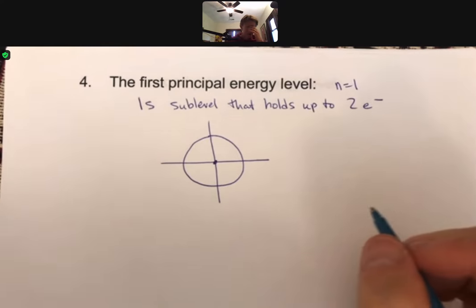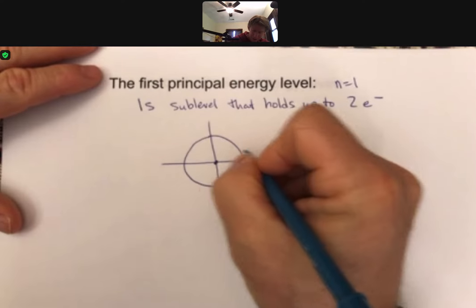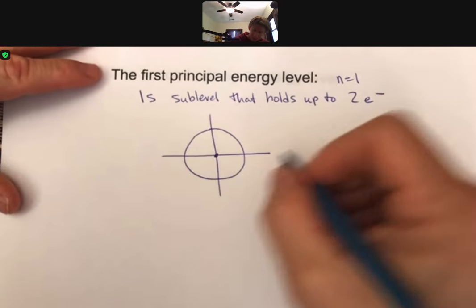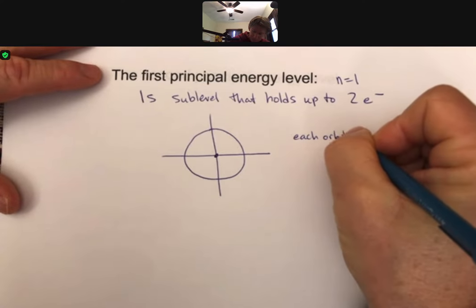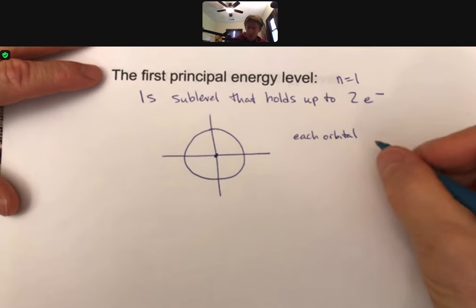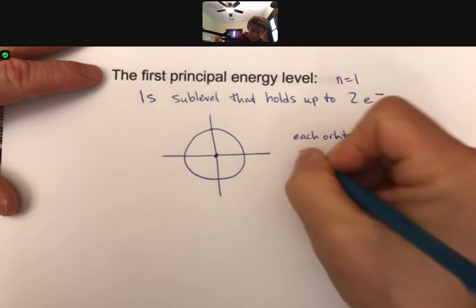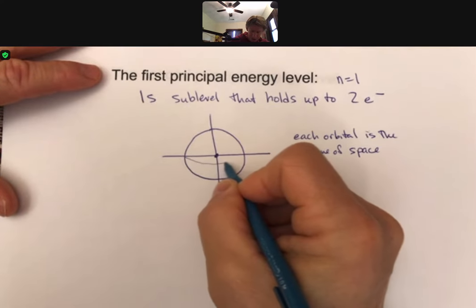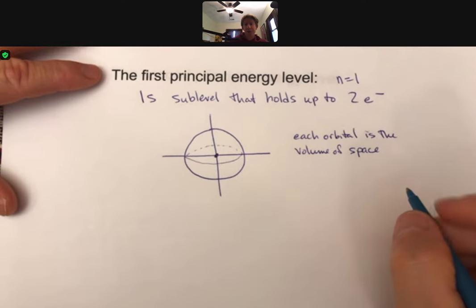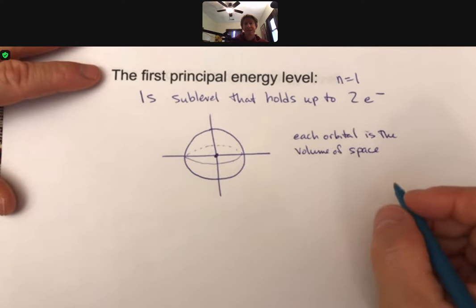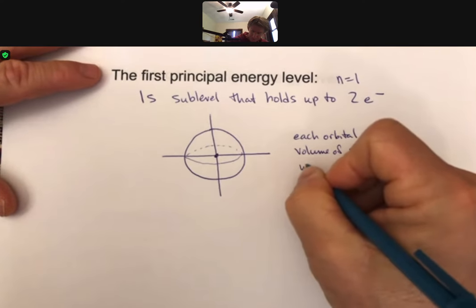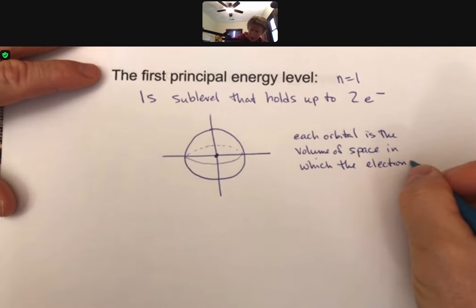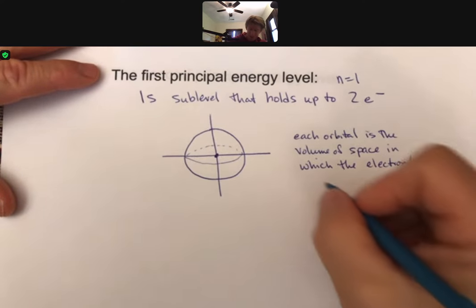And inside there, and I drew it a little bigger than you'll see me draw it sometimes since it's the only one, it can hold up to 2 electrons. And let's take a minute to talk about what an orbital is. Each orbital that I draw holds up to 2 electrons, we know that. Each orbital is the volume of space, and it is a volume, it's not just a circle here, this is actually a three-dimensional sphere. The volume of space in which the electron or electrons spend 90% of their time.